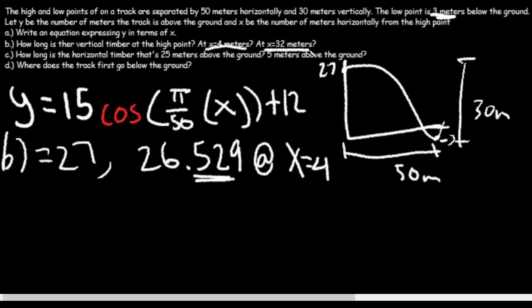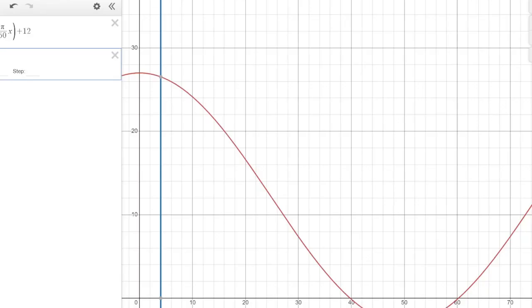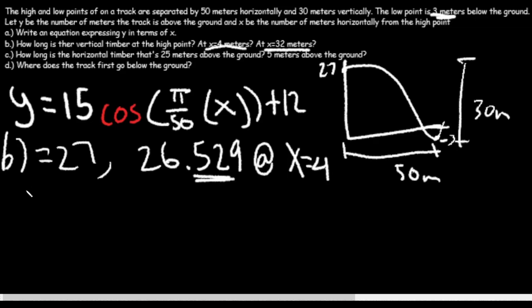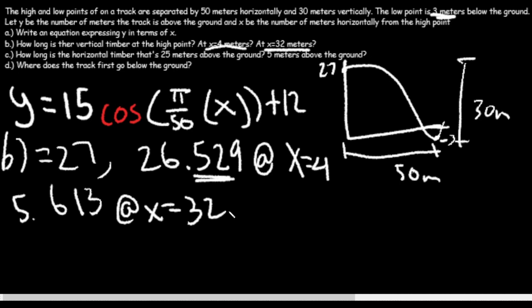Let's see, x equals 32 meters. Switch back to Desmos. So it's 32, it's right here. It'll be 5.613 meters tall. So 5.613 at x equals 32. So that's all we need for B.